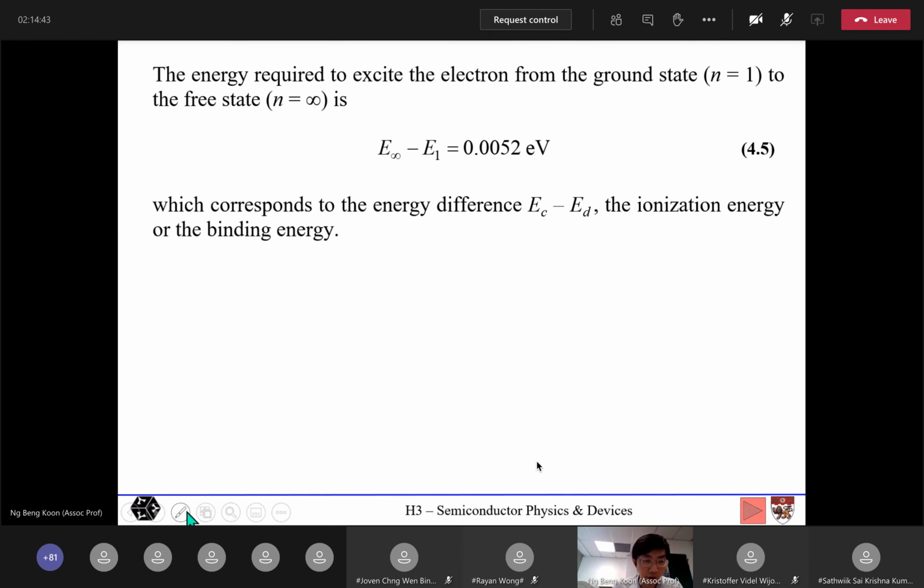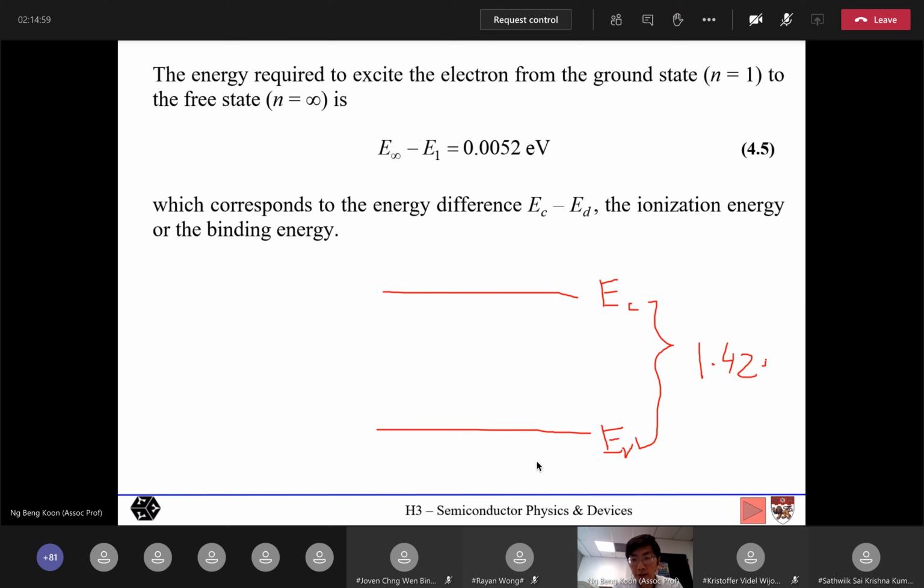If you draw it in the context of the band diagram, for example, in the case of gallium arsenide, the gap between EC and EV, the band gap, is actually 1.02 eV, right? So if the donor level is only 0.0052 eV from the conduction band edge, then you expect this donor level to be pretty close to the conduction band edge. This separation here is just 0.0052 of an eV. Okay, that's the binding energy.